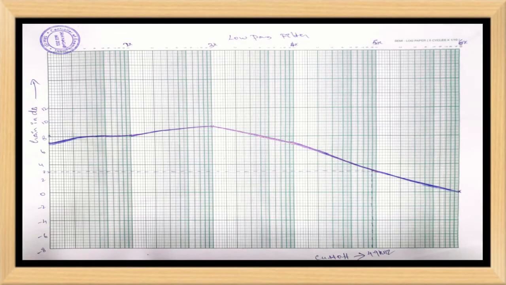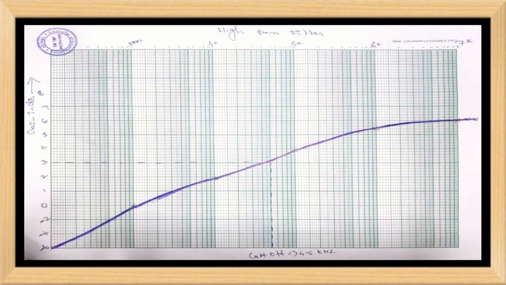This is the frequency response curve we obtained in the lab for the low pass filter. Frequency response curve is nothing but the plot of the various frequencies with respect to gain. Practically we got 4.9 kHz as the cutoff frequency for the low pass filter, and we got 4.5 kHz as the cutoff frequency for the high pass filter.